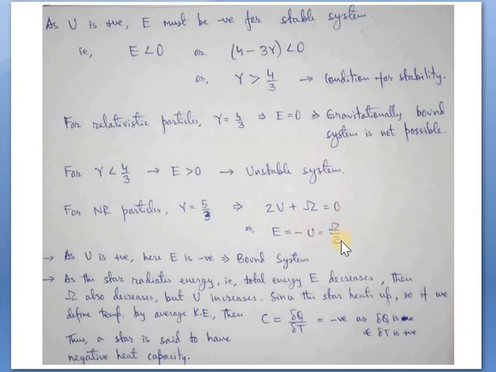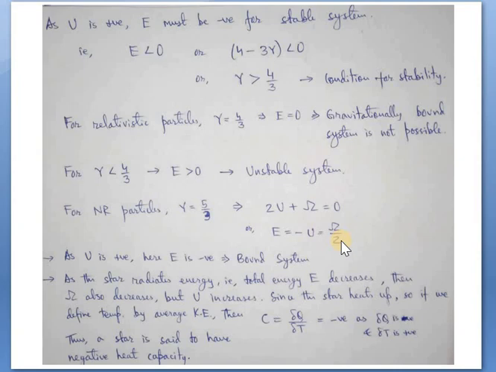So what were the things we observed here? The first thing is that since u is positive, here the total E is negative. This means the system is bound. The next thing we observed is that as the star radiates energy, the total energy E decreases. Then omega also decreases, but u increases.